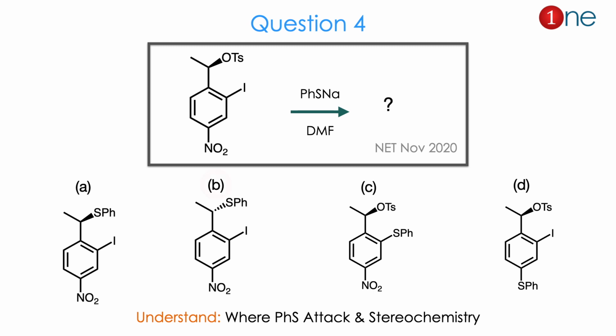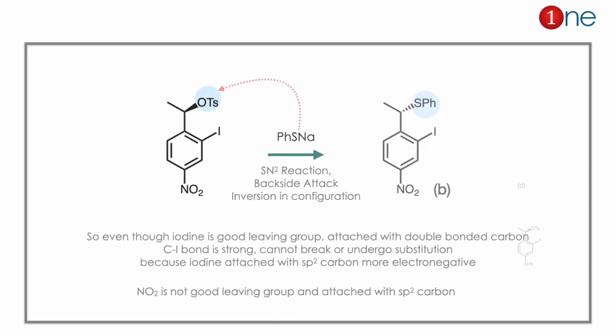The products are mostly OTs replacement possible. It is replaced by PhS. Another thing is PhS could replace the iodine. So there are two possibilities: where the PhS is there, or it can replace NO2 or not. So there is basically PhS substitution. From the reactant to product you might guess where the PhS attacks and substitutes, and the stereochemistry of it is the real question. The answer is B. Let us see how.